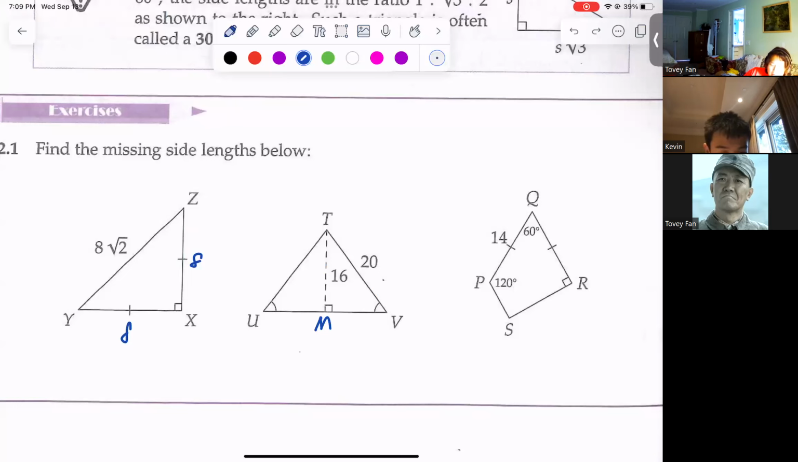It's not related. Kevin, just look at the triangle on the right. 20, 16. Tell me, what is the other side? We just did this many, many times. I keep thinking 8, but it's not. So what do we do?